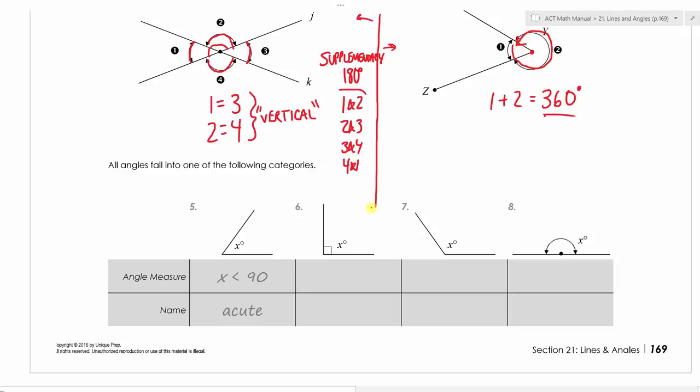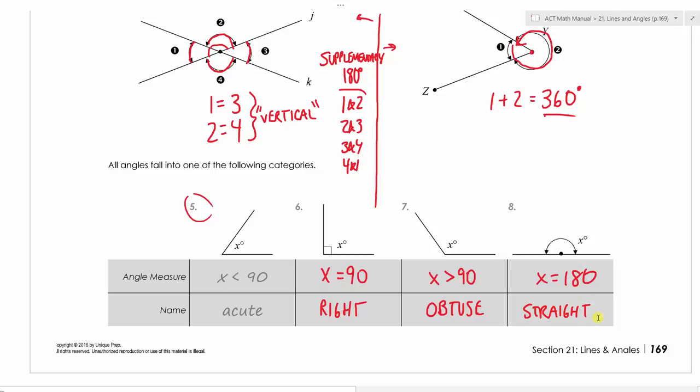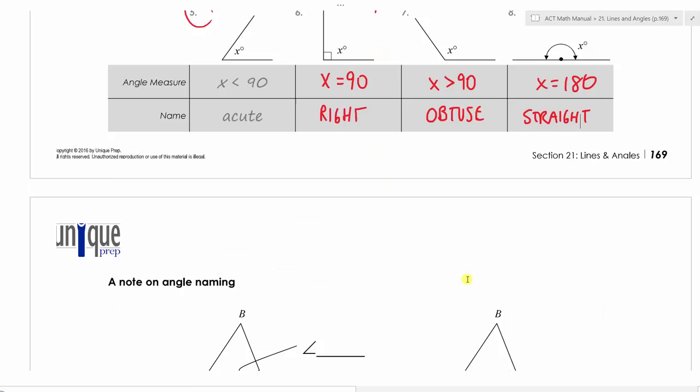And then down at the bottom, angles are going to fall into one of four categories. The one on the left, number 5 here, is completed for you. You might want to run through these on your own. Press pause if you do. The angle measure here, x would be equal to 90, and we would call this a right angle. This one, x, is greater than 90, and we call that obtuse. And this one, x equals 180, and the name for that is a straight angle. It's really just a line, but yes, there is a term for that kind of angle.